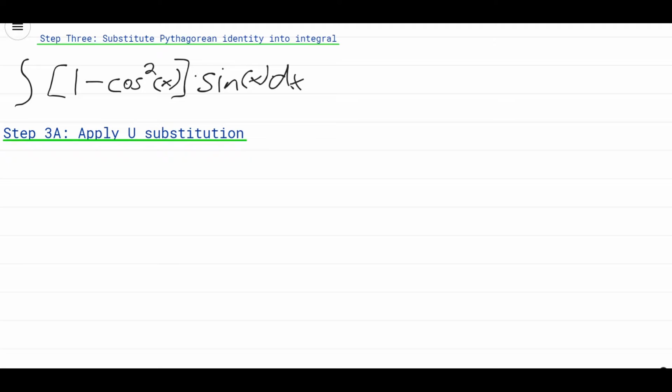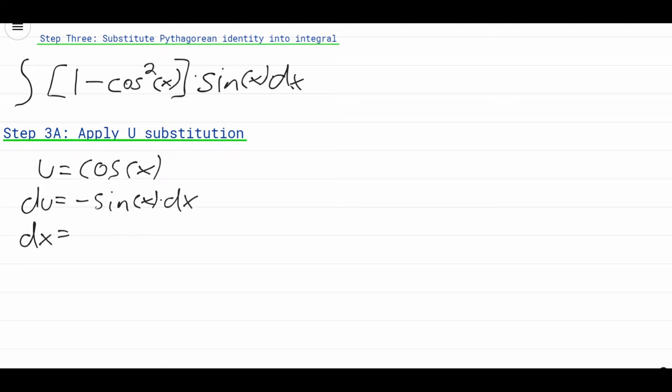Whichever one we select as u for u substitution, we choose whichever one has the highest power. So in this case, cosine squared x has the higher power than sine of x. So we're going to apply u substitution, and our u is going to be cosine of x. So since our u is cosine of x, the derivative du is equal to negative sine of x times dx. And when we solve for dx, it is du divided by negative sine of x.